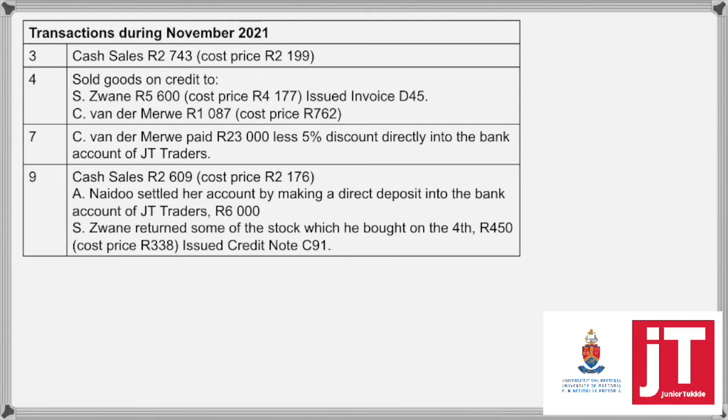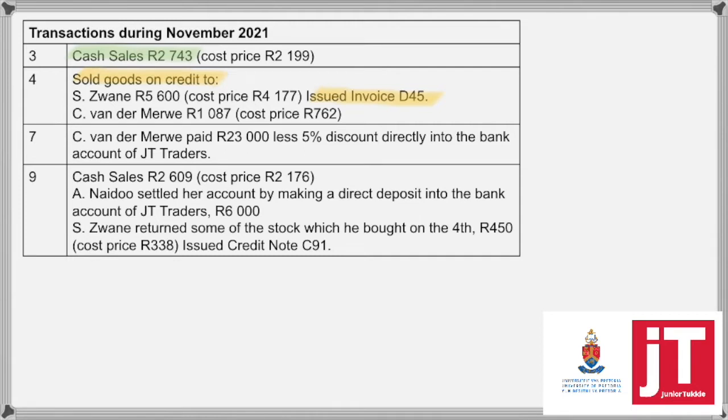Remember your keywords. I'm going to go through this quickly, and if you can't remember, please refer back to your theory booklet. The first one, cash sales. Hopefully by now you know that cash sales go into the CRJ. Day 4, sold goods on credit, and we issued an invoice number D45. That will be a debtors journal entry for both of those transactions, and the first invoice is D45. So Van der Merwe will get the next invoice number, which will be D46.